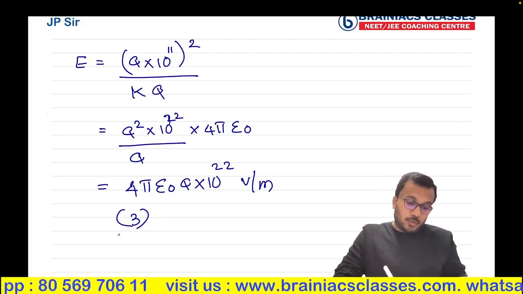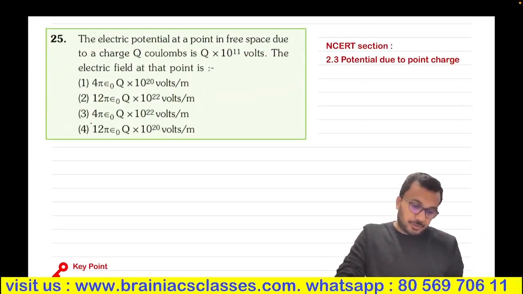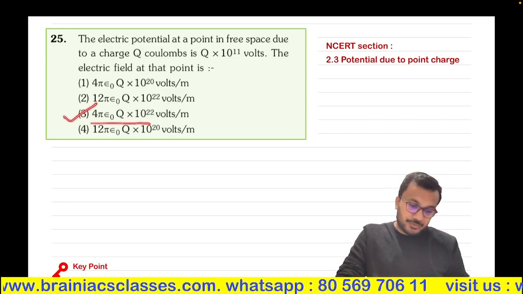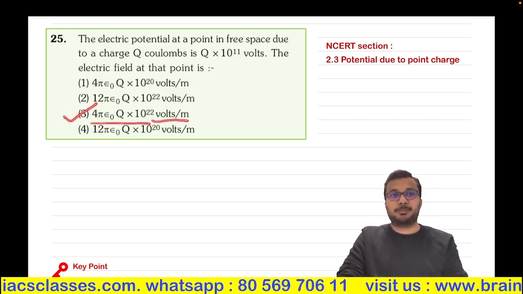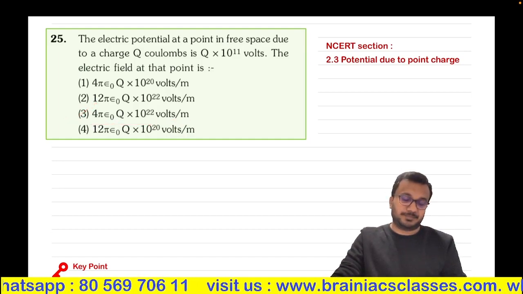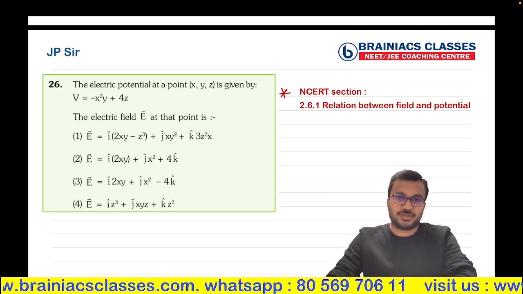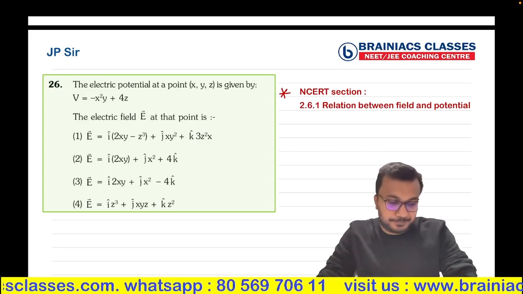This is option number 3: 4 pi epsilon 0 Q into 10 raised to 22. You see, volt per meter. Option number 3 is the correct answer for this question. Okay. Now we are moving to question number 26.